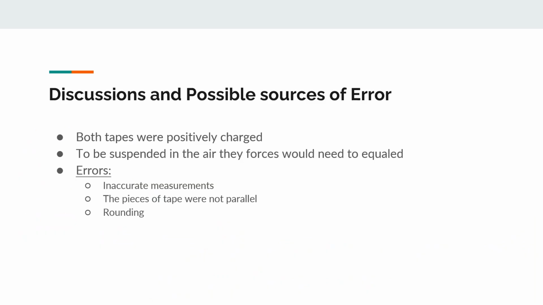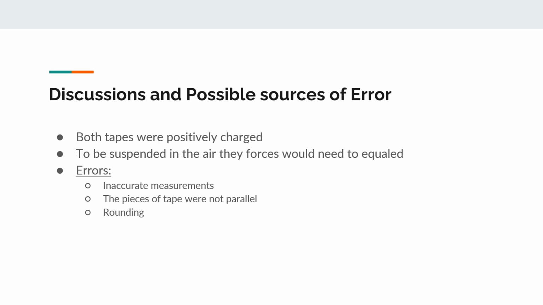And now for some discussion, results, and possible sources of error. Through the experiment, we found that both tapes were positively charged. Another important thing was that, while the second piece of tape was suspended in the air, we assumed that the forces were equal and that it was in static equilibrium when it was stationary. Some sources of error include inaccurate measurements, since we took some of them with a ruler stick and used our eyes. The pieces of tape were actually not parallel when we did the experiment, and there were some rounding errors throughout calculations.